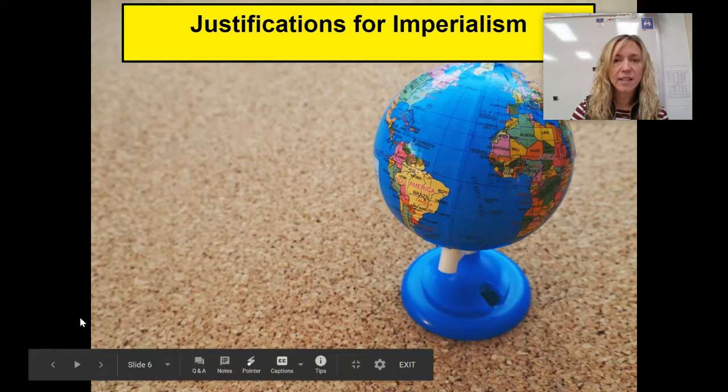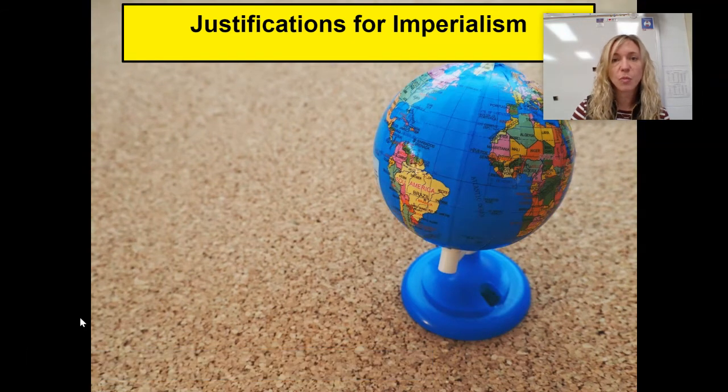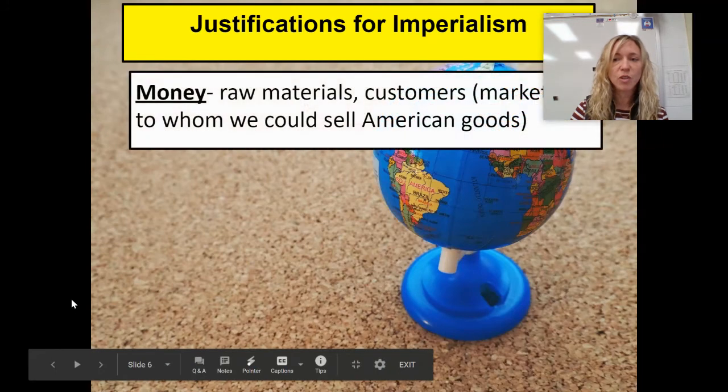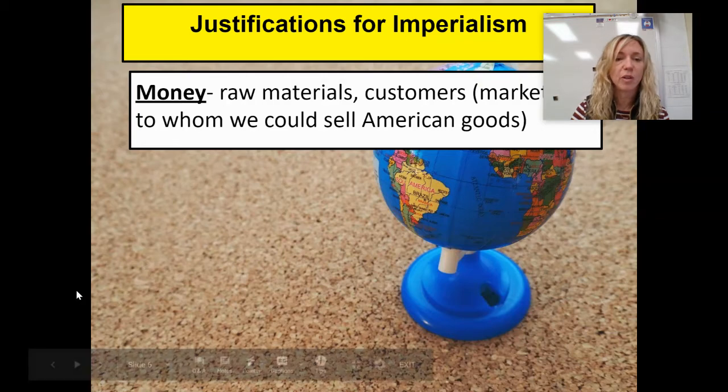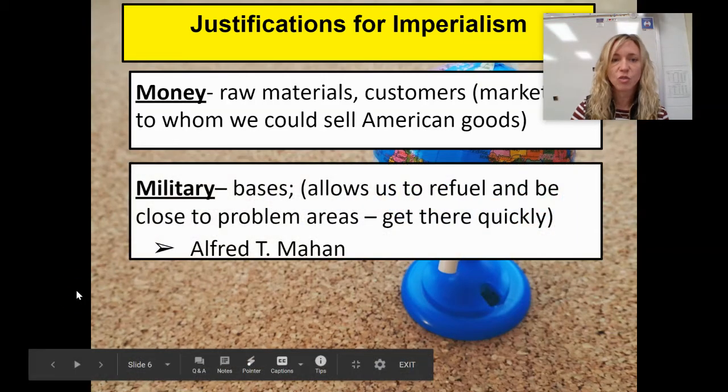Why does the United States get involved in this? There are three main reasons. I call them the three M's that you should know. First is money. Everything always comes down to money. By taking over other land or exerting control abroad, you can gain more materials. You can also increase your market, who you can sell things to. So that's going to be a driving force as to why the United States wants to acquire these territories abroad, or at least exercise control abroad.